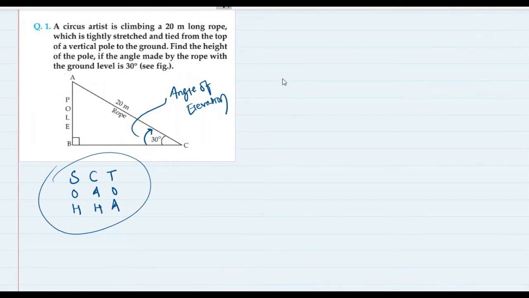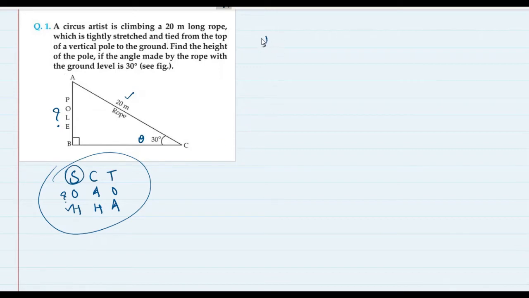ठीक है, वी हैव टू फाइंड द हाइट ऑफ द पोल. ओके, नाउ इन दिस फिगर, द फिगर इज ऑलरेडी गिवन टू यू. I would like to ask you a question. What is theta? Theta is 30 degree. With respect to theta, which side you know? With respect to theta, I know the hypotenuse. With respect to theta, which side you want to find? I want to find the opposite side. Okay, so you know the hypotenuse and you have to find the opposite side. That means which ratio you will use? You will use the ratio of sine.